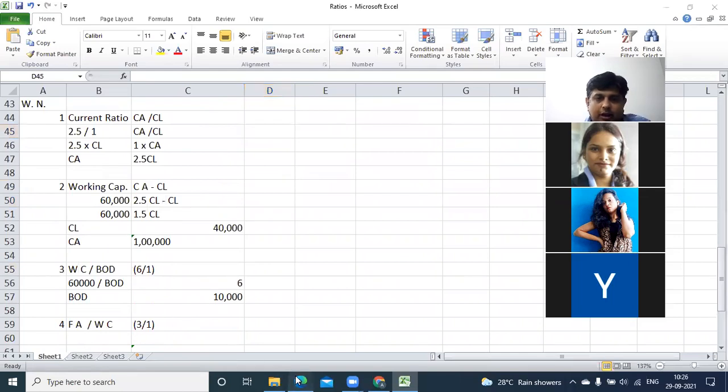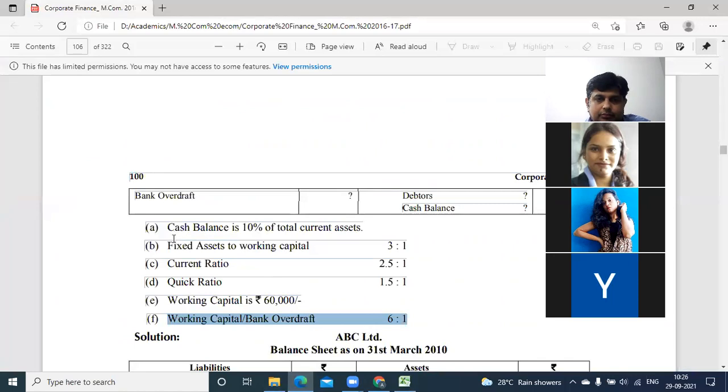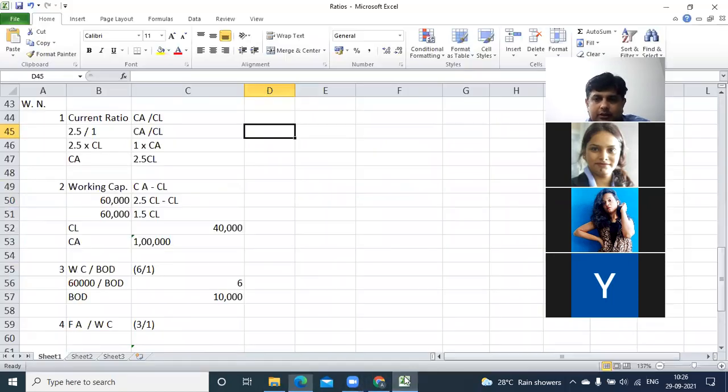Fixed asset to working capital. They are saying fixed asset to working capital 3:1. So now I will apply this. See, they will give you every hint in the question. You have to just apply all those hints and get your missing figure done. So again, working capital is given.